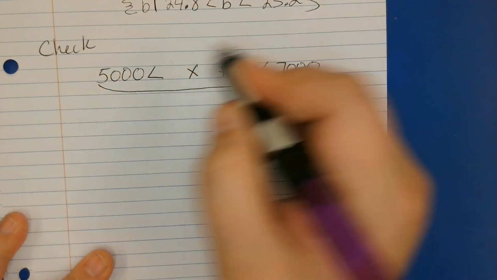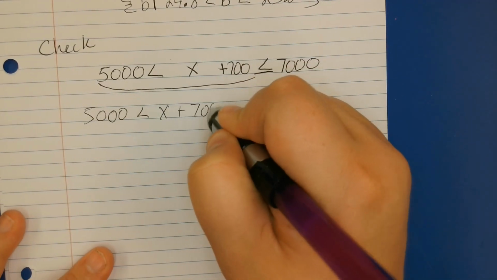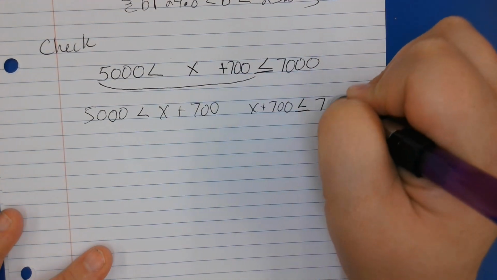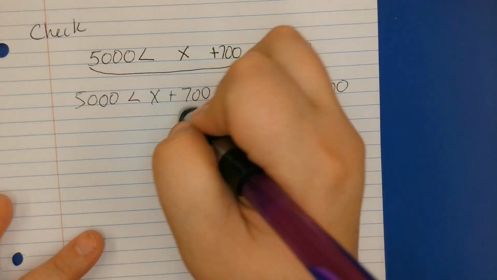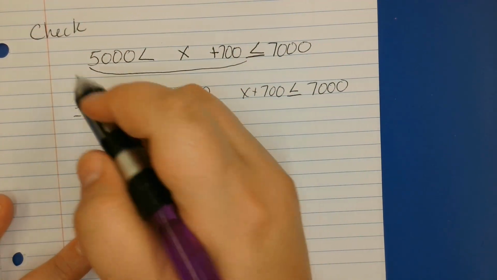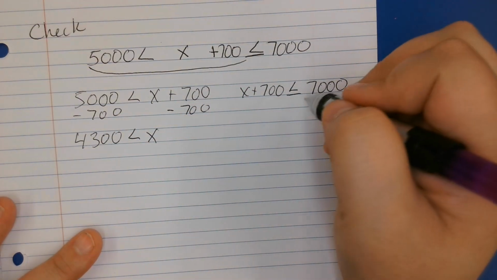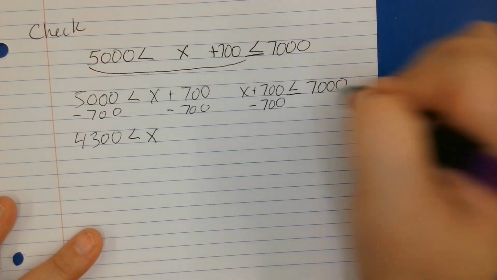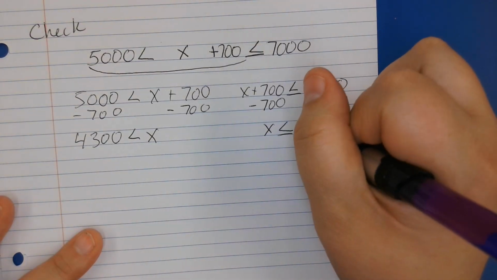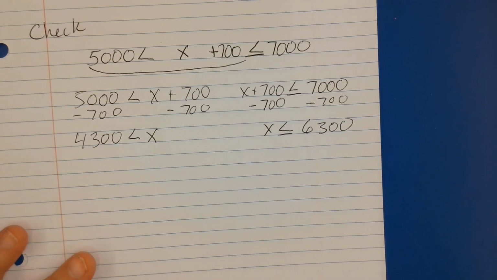I'm going to separate. I've got 5,000 is less than x plus 700, and x plus 700 is less than or equal to 7,000. Here I'm going to subtract 700, subtract 700. So now I have 4,300 is less than x. And now I go over here. Subtract 700, subtract 700. x is less than or equal to 6,300. I'm going to mesh them back together.